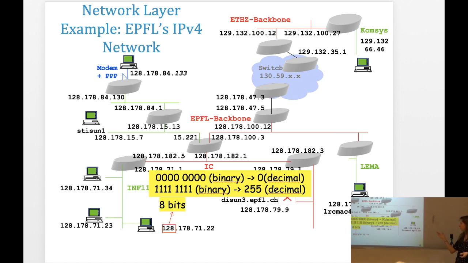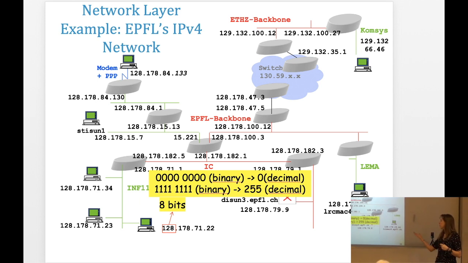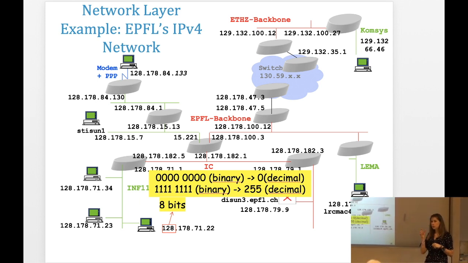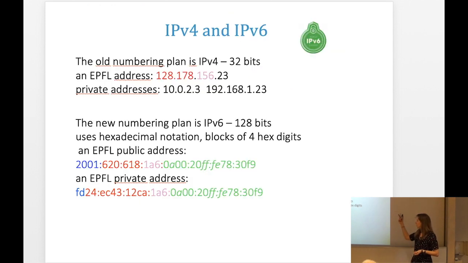Typically, we write them in decimal format. But in truth, they are handled by the machines as bit strings. So typically an IPv4 address is 32 bits, which are broken into chunks of 8 bits. So 128 is a decimal representation of 8 bits. So these 32-bit addresses were the typical addresses for version 4 of IP. So this was the old version. It has quite recently changed to IPv6. And the main reason for this change was the address space.